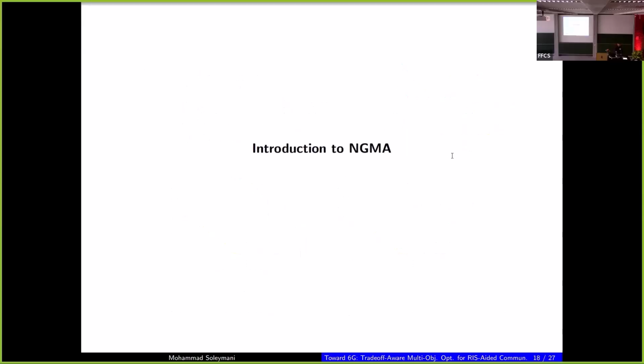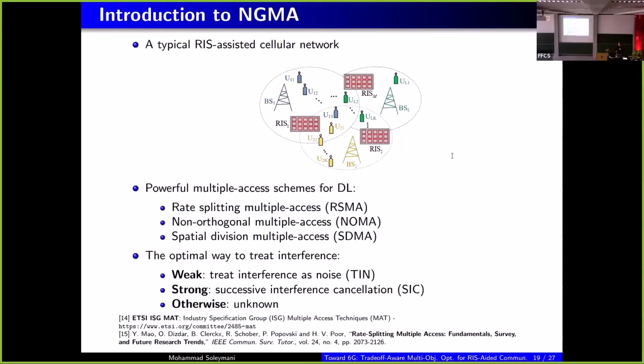One other illustrative example is about next generation multiple access schemes. The focus in the presentation would be just on cellular communications and particularly on the downlink. Three important candidates for the next generation could be rate splitting, NOMA, and SDMA.